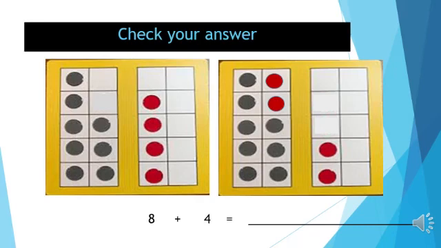So what have we got? We have got 10 and 2 ones over here. 10 plus 2 ones is equal to 12. So 12 is our answer. Okay.